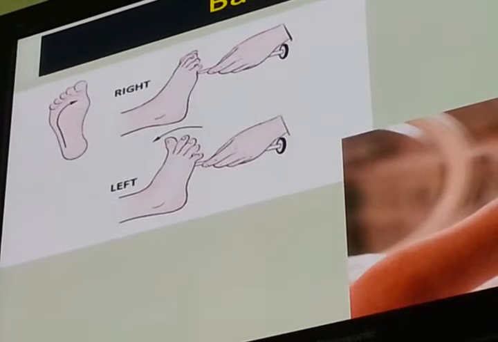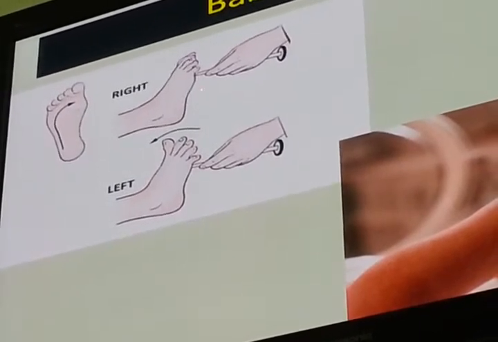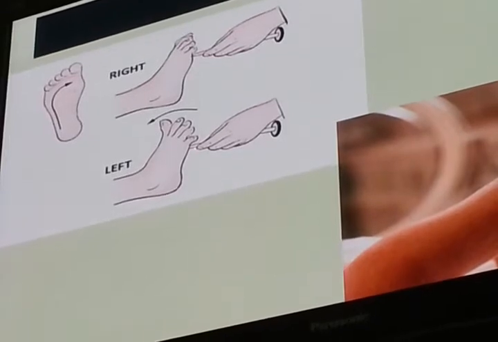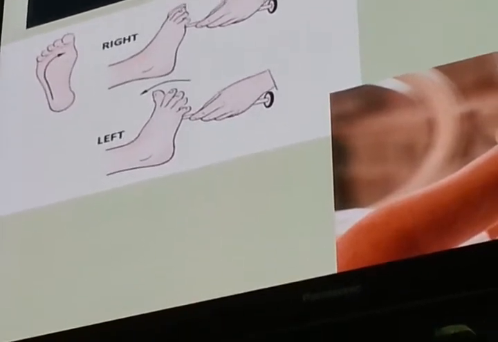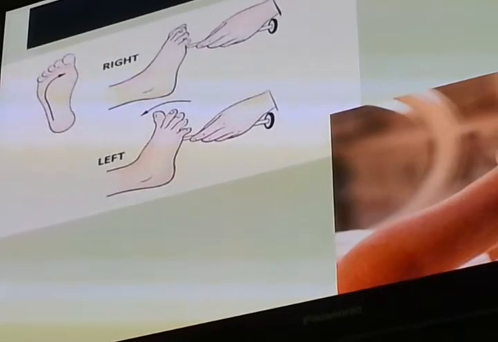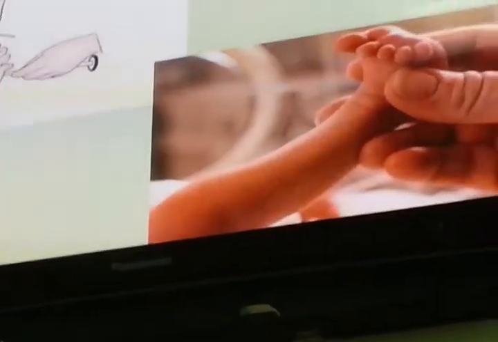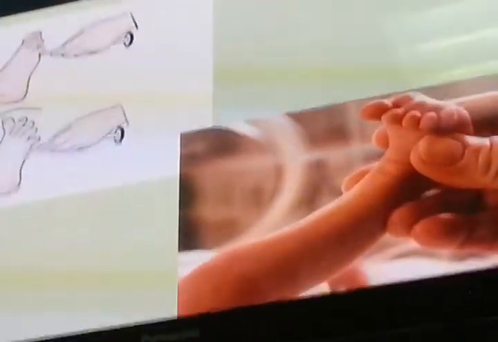But just try to understand. This is the plantar reflex. This is the normal, and this is the abnormal. This response is normal in a child, but in an adult this is abnormal, and this is called the Babinski reflex.